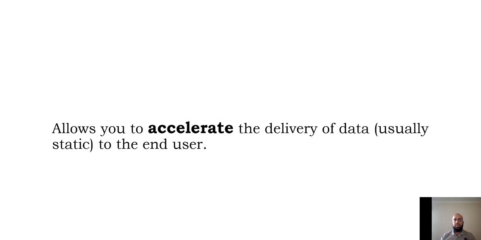A CDN basically allows you to accelerate the delivery of your data to your end user. What I mean by data is your static data. Static data would include your JavaScript files, your CSS, and your images, and for most web applications, if not all, these three things form the bulk of data that gets delivered to the end user. So just speeding this up would make a really positive case for your web app and would generally make your web apps faster.